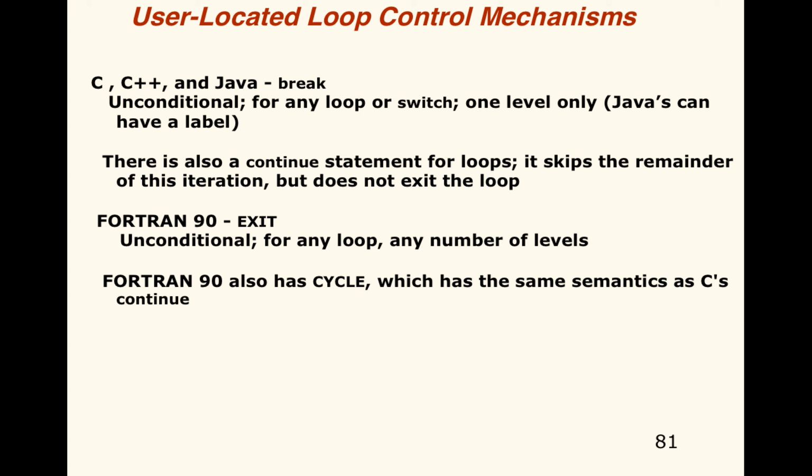There's also a continue statement for loops. It skips the remainder of the iteration, but does not exit the loop. It just goes back to the top of the loop. Let's skip the Fortran examples because you're probably never going to program in Fortran. But yeah, you can put a break in there. You can put a continue in a loop in C, C++, and Java, which pretty much are all the same. Modern C++ requires a Boolean as well.